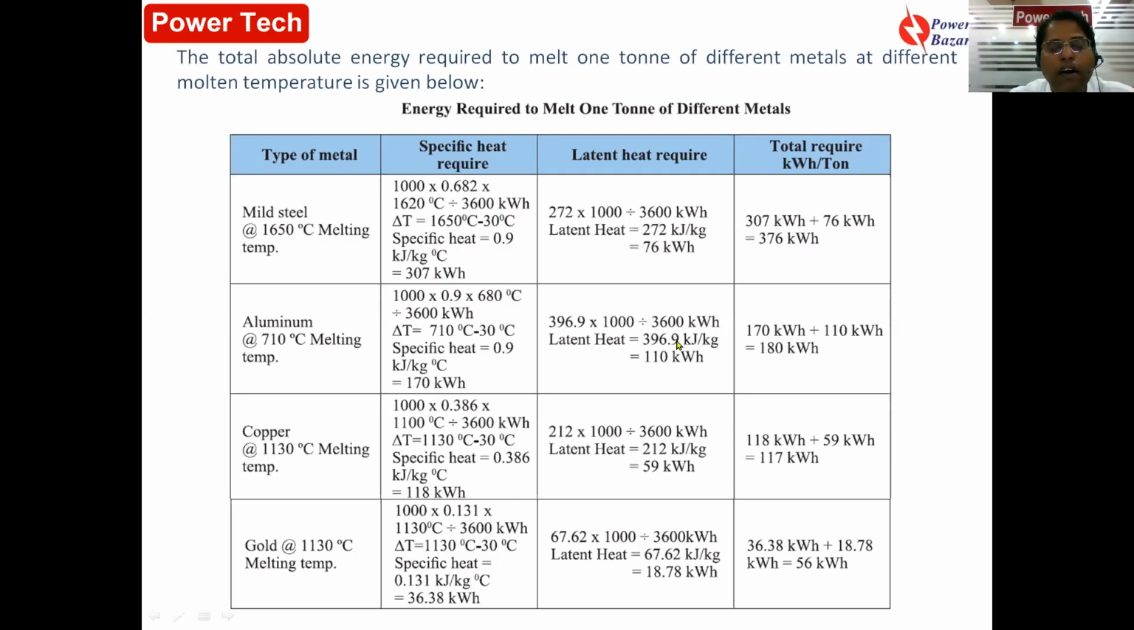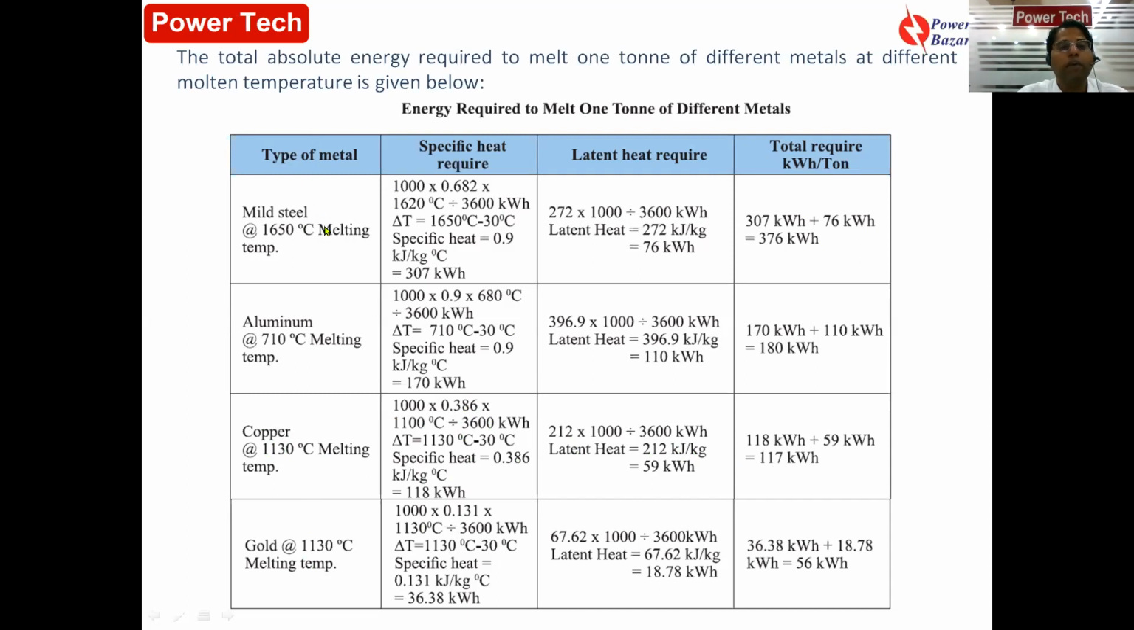Similarly, for aluminum, the specific heat is 0.9, and the latent heat of aluminum is 396.9 kilojoule per kg. If I add together, I get 180 kWh of energy required to melt aluminum, because its melting point is 710 degrees Celsius. Similarly, for copper, its melting temperature is 1130 degrees Celsius, and the amount of energy required is 117 kWh. The specific heat is 0.386, and the latent heat is 212 kilojoule per kg. Similarly, for gold, it is 56 kWh.